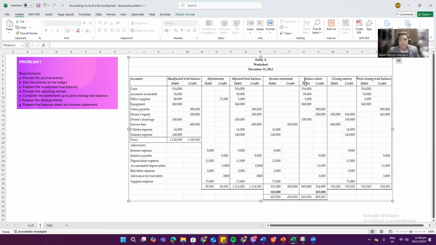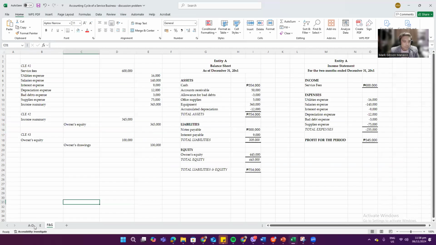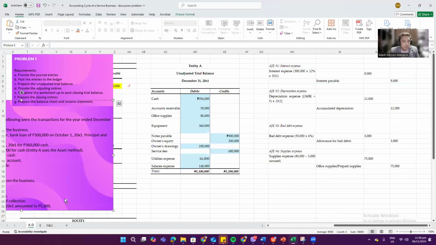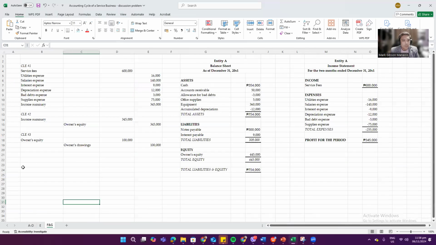Next, we have the balance sheet. Again, for this portion, what's best to do is we'll look at item G first, no? And then item F so that we'll be able to complete the rest of the worksheet. No? Puntahan muna natin si F and G. Kunin ko lang ulit tong data para at least nasusundan natin.